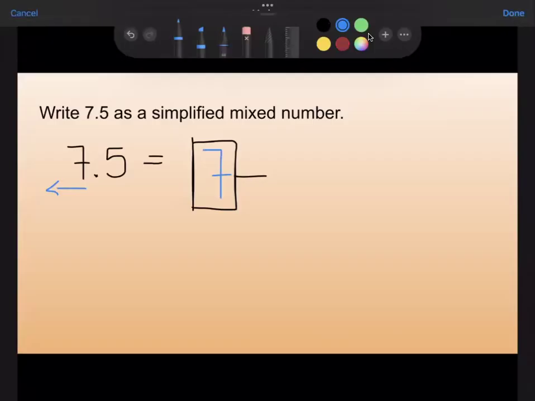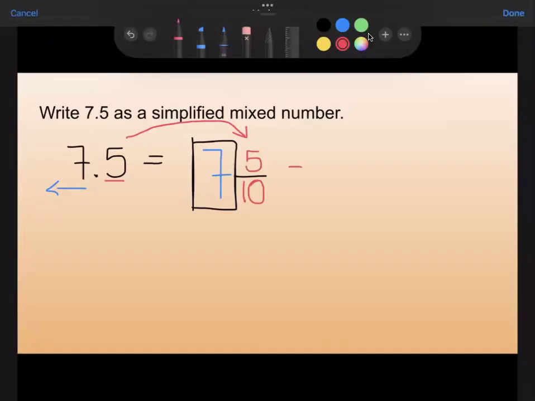The next thing you need to do is look and see what place value the decimal portion goes out to. So since the decimal in this case goes out to the 10th place, that's going to be the denominator of our fraction. It's going to be over 10. So those denominators will always correspond to whatever place value your decimal ends up in. So now I just need to take the 5 that's in the 10th place and put it on top of the fraction to create the numerator. So 7.5 written as a mixed number is 7 and 5/10.